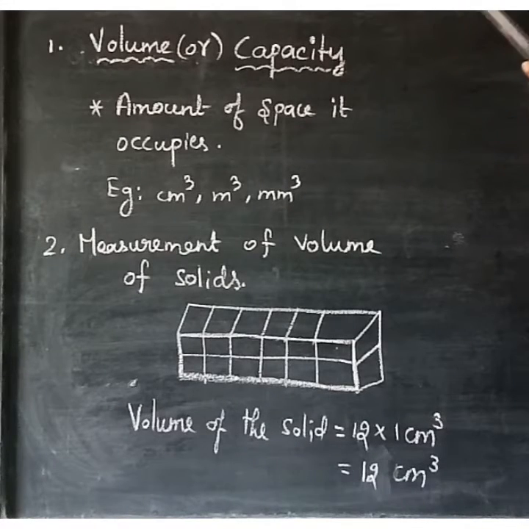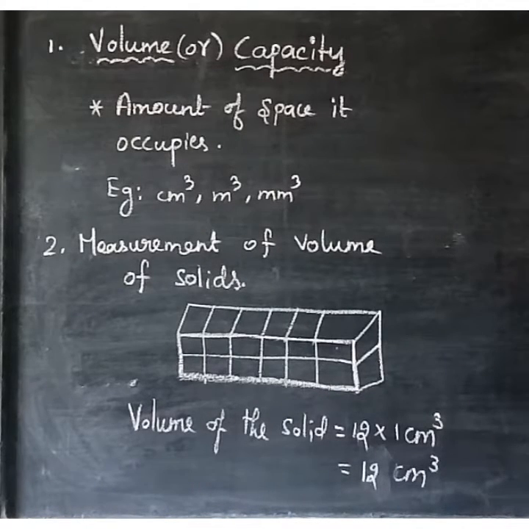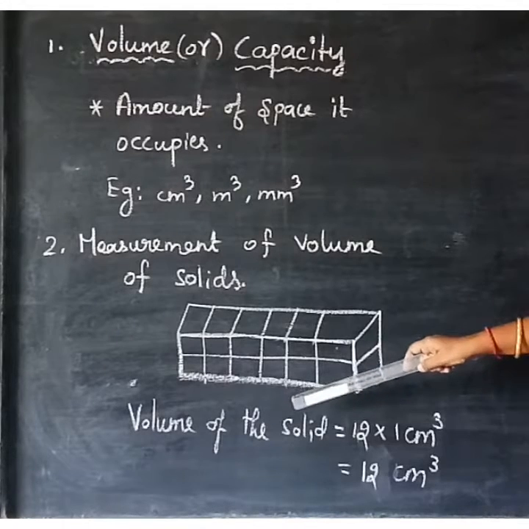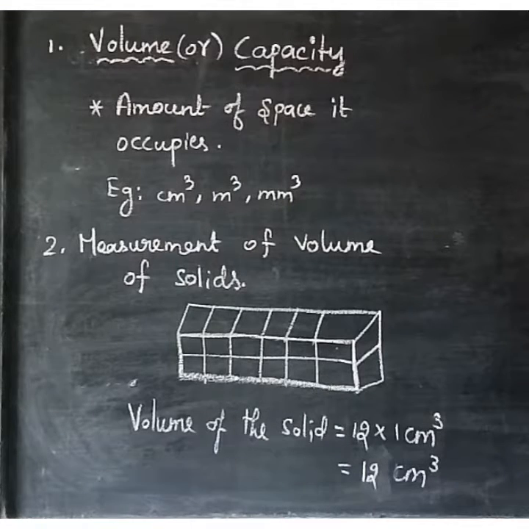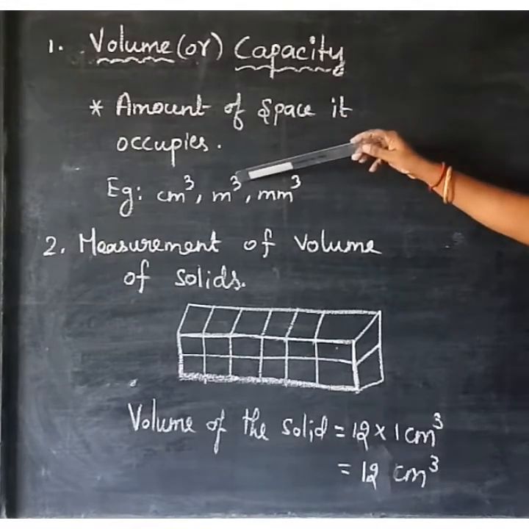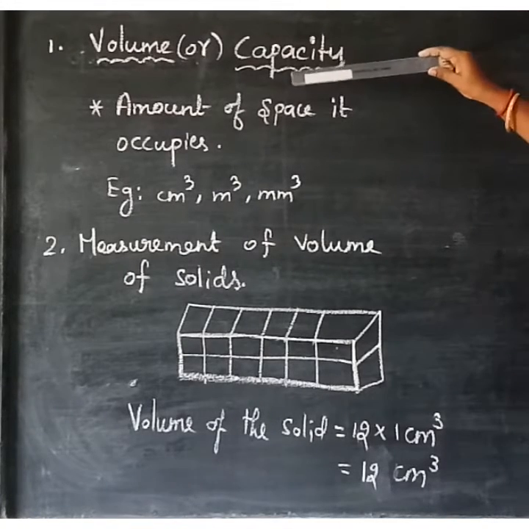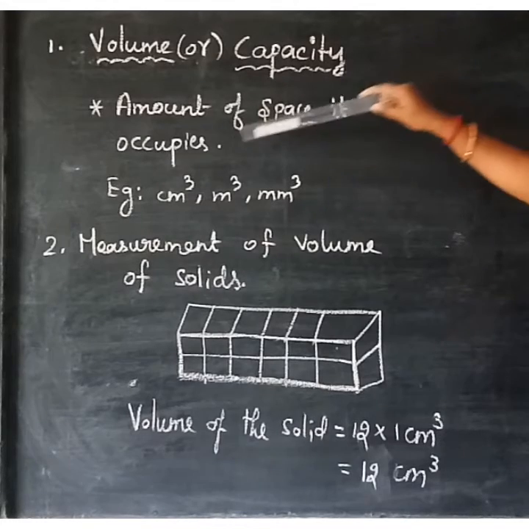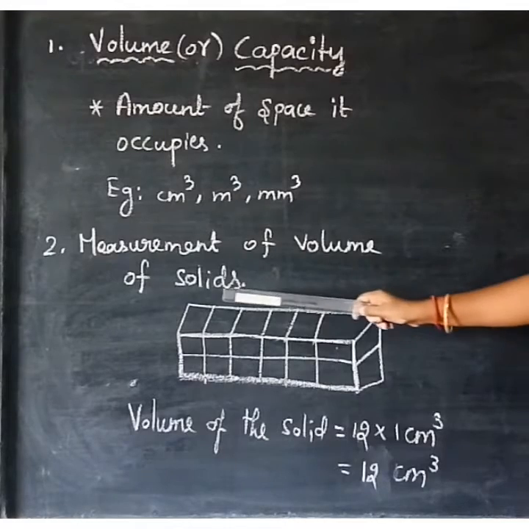Clear? Solid figures have three dimensions, that is length, breadth and height. The volumes are expressed in cubic units. The examples are centimeter cube, meter cube, millimeter cube. So the volume of a solid is the amount of space it occupies. Clear? Next one, measurement of volume of solids.